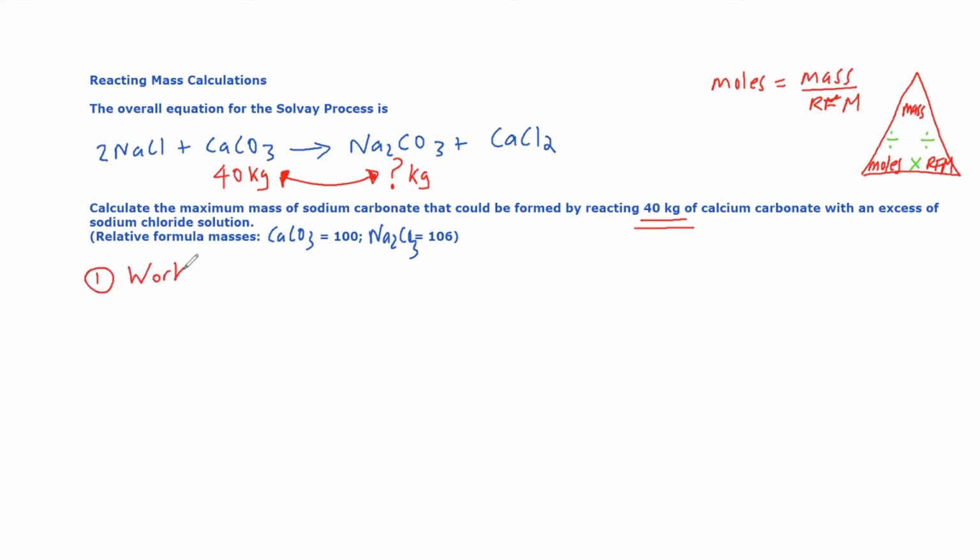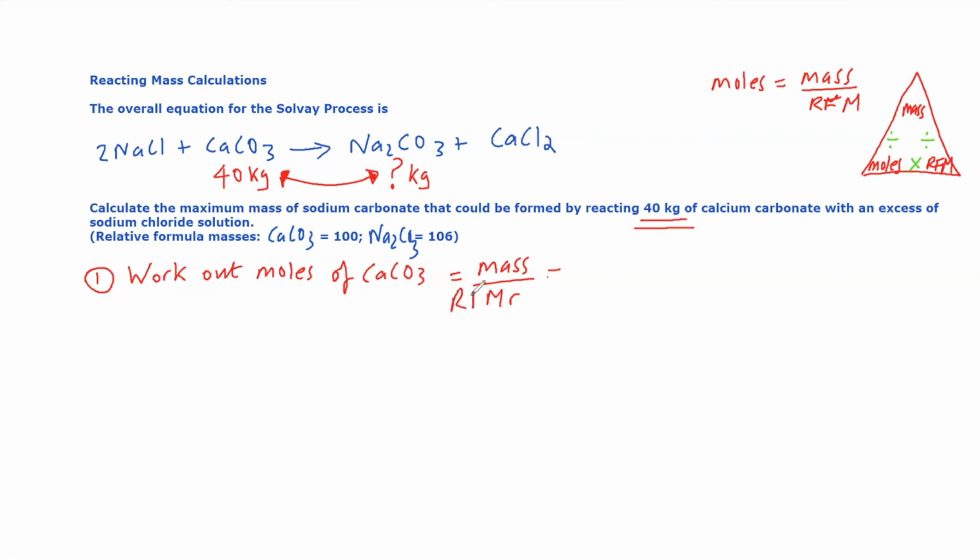Work out moles. Work out moles of what? Well, I can't work out moles of Na2CO3 because there's a question mark under it. But I can work out moles of calcium carbonate because they tell me I've got 40 kilograms. So moles of CaCO3 equals mass over the MR.